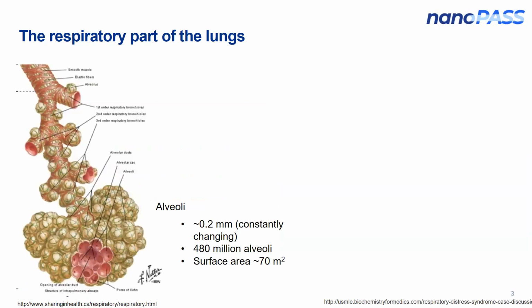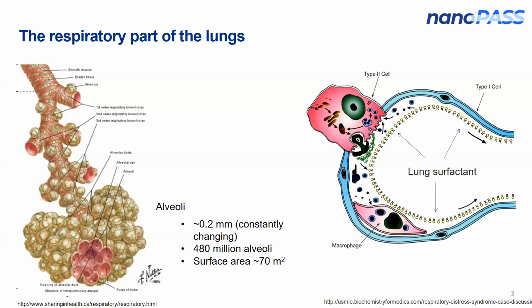So the method that I'm working on, we have to look at the respiratory parts of the lungs and going all the way down to the alveoli. They have a diameter radius of 0.2 millimeters, and this is constantly changing since we are breathing. And what I'm working on is actually a thin layer of liquid called lung surfactant that covers the alveoli. And the lung surfactant is produced by the type 2 alveolar cells and released into this liquid lining of the alveoli.